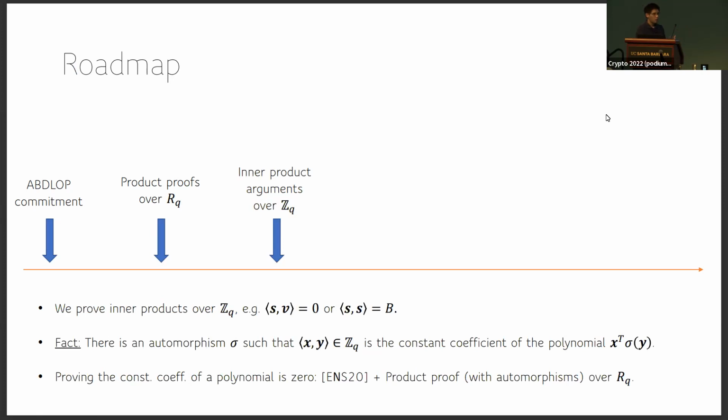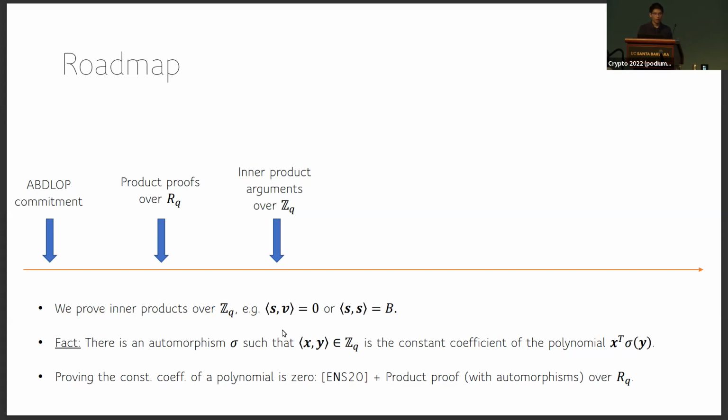The next step is we prove inner products over ZQ. The first thing I want to say is that because these things here are polynomial vectors, when I say inner products, I mean take the coefficient vectors and do the inner products on them. So the inner product is over ZQ and not RQ. Suppose I commit to some long vector S and I want to prove that the inner product of S and some public V is equal to 0, or even the inner product of S with S is equal to something, to B.